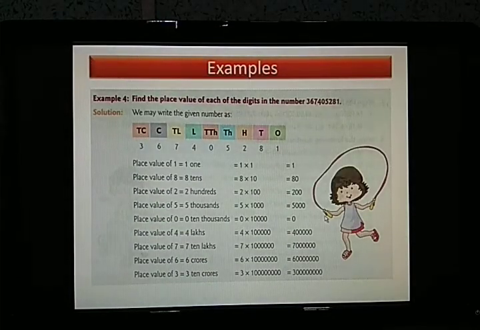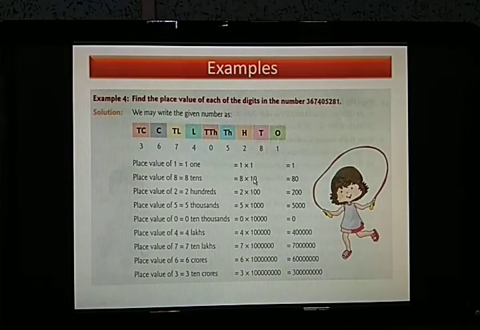Now the next example, place value. Find the place value. If you are given only the number, and you have to find out the place value of each of the digits. Each of the digits. So what will be the place value of 1? Place value of 1 will be 1. And whatever the place value, you have to multiply with that to get the value. So the number 1 is in the ones place, so it will be multiplied with 1.